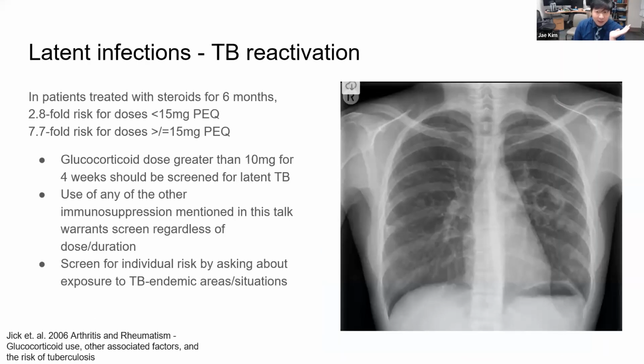Latent infections. Are they already clinically infected? Since steroids have a wide range in dosing and duration, when is the right time to screen? The data shows us in patients treated with 6 months of steroids, there's a 2.8-fold increase for doses less than 15 prednisone equivalents, and 7.7-fold risk for doses greater than or equal to 15 prednisone equivalents. So the cutoff recommendation was glucocorticoid dose greater than 10 milligrams for 4 weeks, and use of any other immunosuppression mentioned in this talk warrants a screen regardless of dose and duration, and screen for individual risk as well by asking about exposure to TB endemic areas and situations.